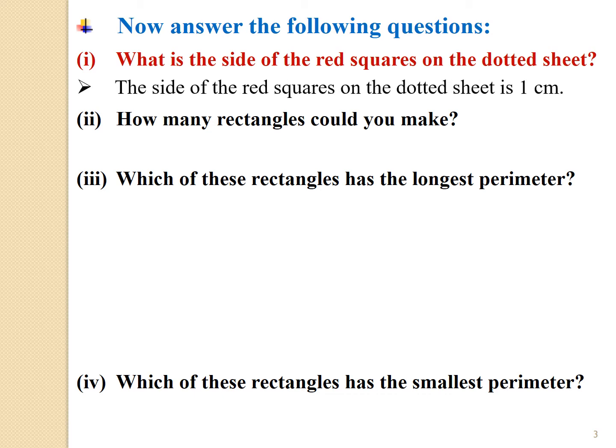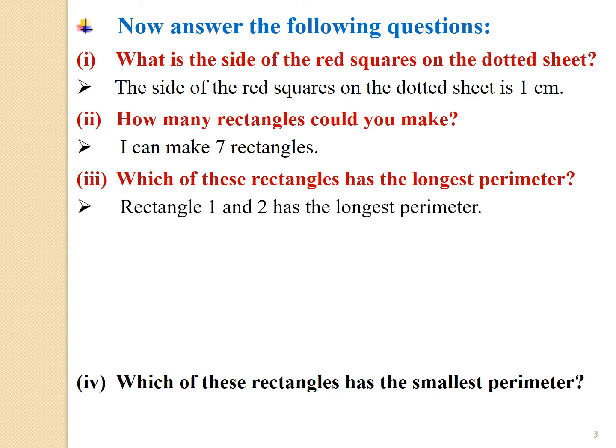Now, question number 2. How many rectangles could you make? I can make 7 rectangles. Now, question number 3. Which of these rectangles has the longest perimeter? Rectangle 1 and 2 have the longest perimeter.